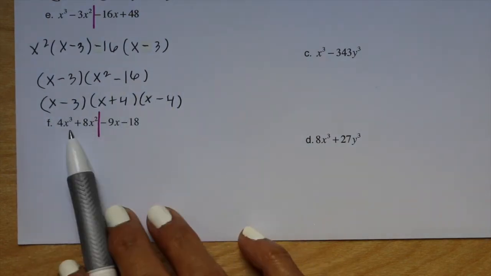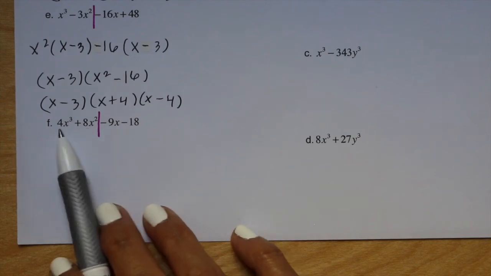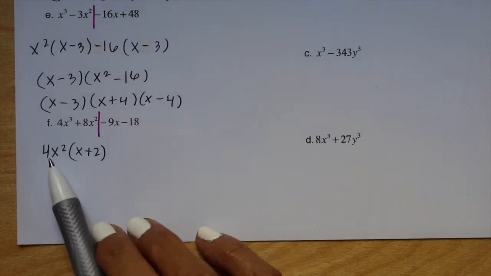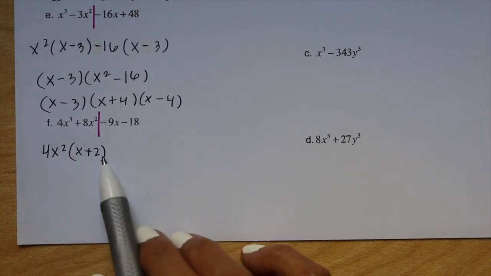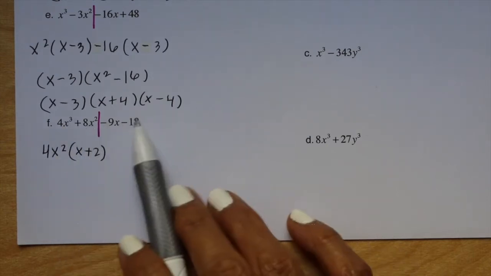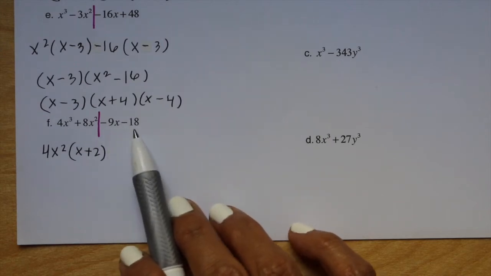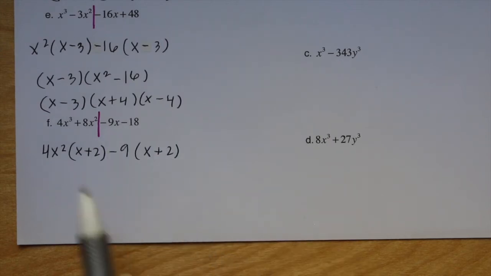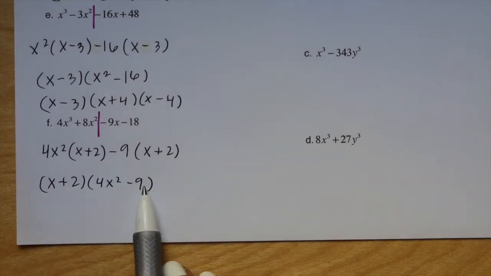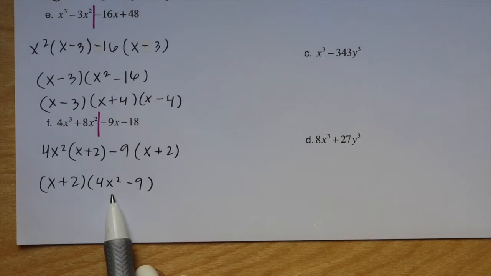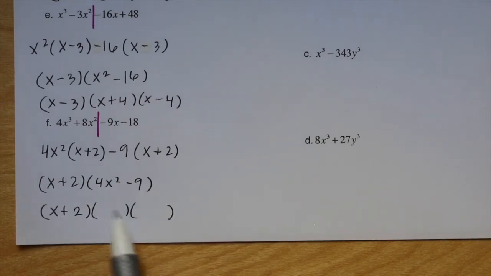For this next problem, we're going to factor out 4x squared from both of these terms. Just want to make sure 4x squared times x makes 4x cubed, and 4x squared times 2 makes 8x squared. Over here, we're going to factor out negative 9, and you're left with x plus 2. So at this point, we're going to factor out the x plus 2's to the very front. And again, this part is a difference of squares, so we're going to factor it further. We're going to use 2x times 2x, and then we're going to use plus 3 minus 3.